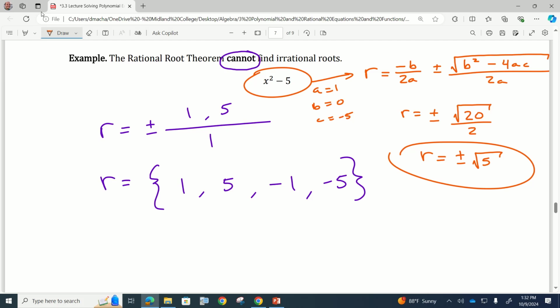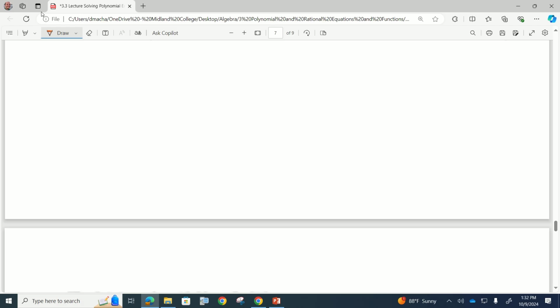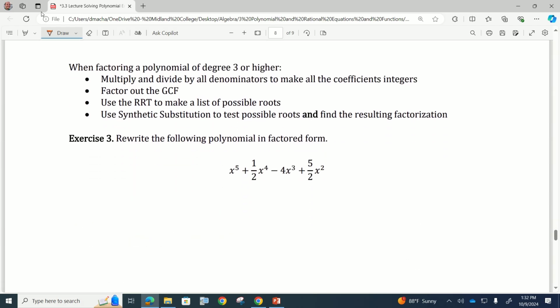Those are actually the roots of the polynomial. And the reason they don't show up in my list is because those are irrational numbers. And you only get to find the roots that are rational roots using the rational root theorem.